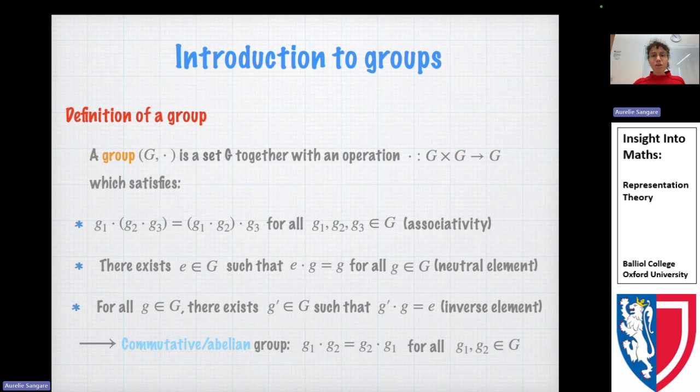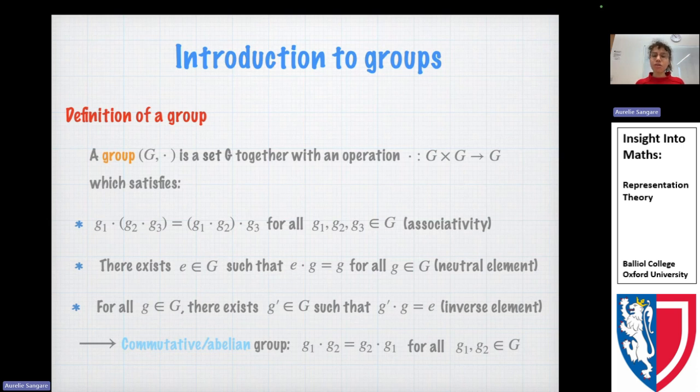Now, depending on the nature of the operation, you have two types of groups. You have groups that we call commutative or abelian, so these two words are synonyms, and groups that are non-commutative or non-abelian. Groups that are commutative or abelian are those for which the operation is commutative. The operation being commutative means that if you take any two elements, g1 and g2, then g1 times g2 equals g2 times g1. So it doesn't matter in which order you multiply your elements, you get the same result in the end.